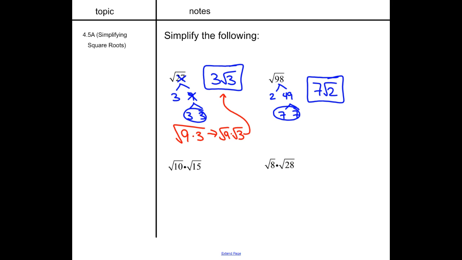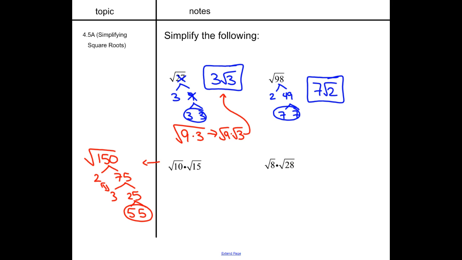All right, now we're going to get a little bit trickier when we're multiplying these. What you could do, you have a couple different options. You could multiply the insides times each other. So I could make this to be the square root of 150. And then from there, I could start breaking it up to 2 times 75, 3 times 25, 5 times 5. There I have a pair there.